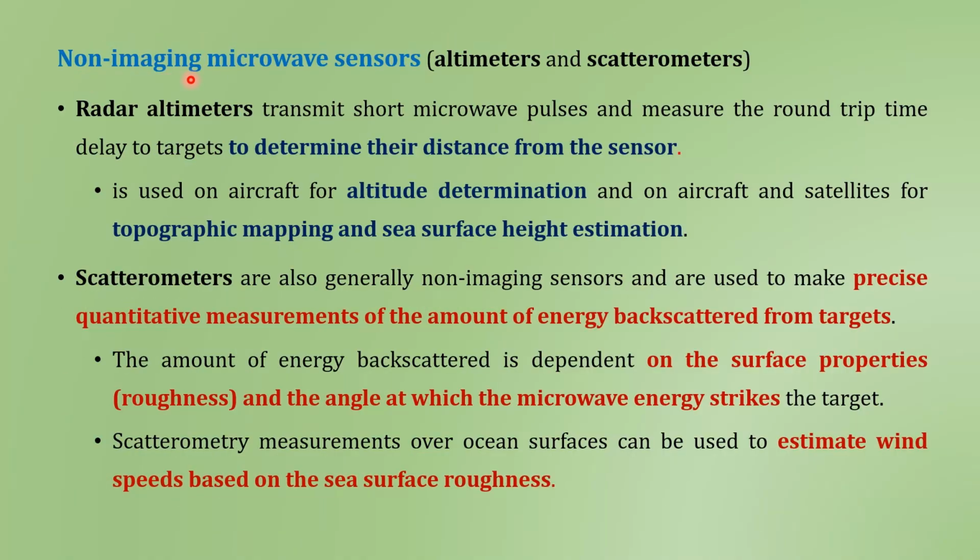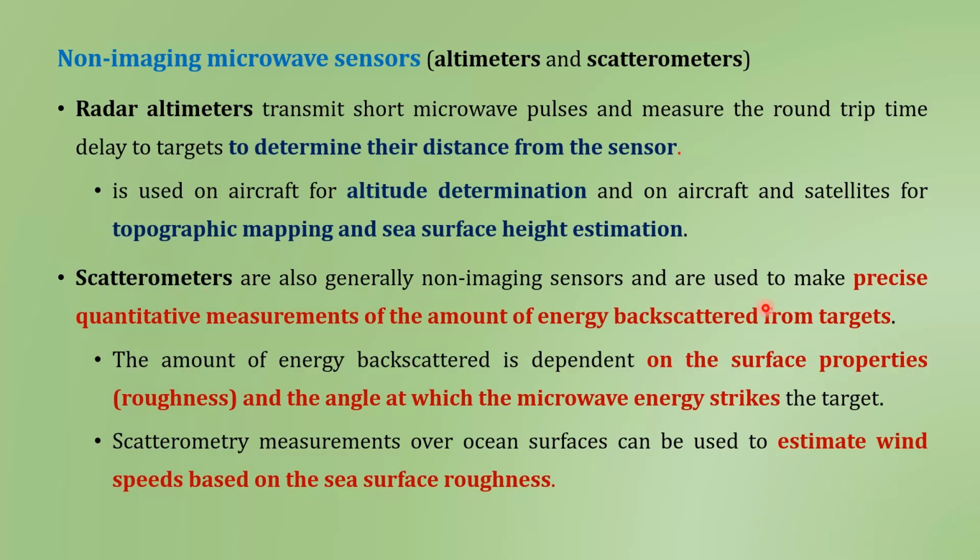Examples of non-imaging microwave sensors are altimeters and scatterometers. Radar altimeters transmit short microwave pulses and measure the time delay between the transmitted and the received signal to determine their distance from the sensor. It is mainly used on aircraft for altitude determination, and can be used on aircraft and satellites for topographic mapping and sea surface height estimation.